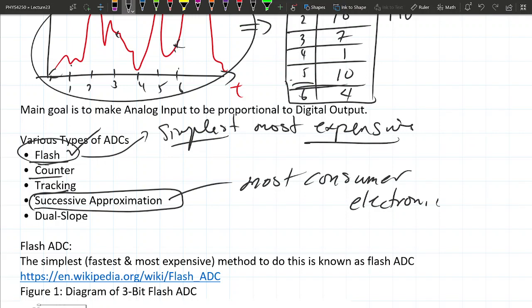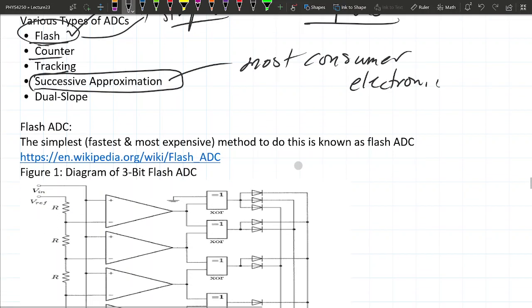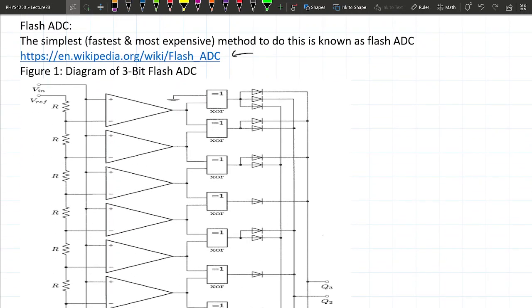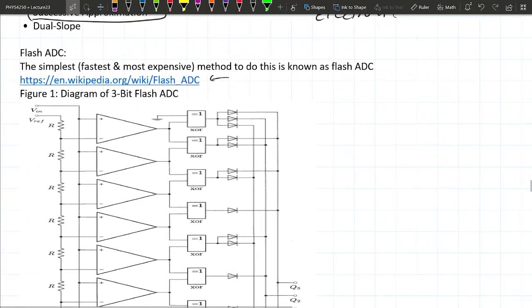And we're going to see why. In fact, you can probably read about it on Wikipedia if you want. This is also covered in section 7.10, the last section on the PDF textbook that I sent you guys, or that's available somewhere. How does a flash ADC work?